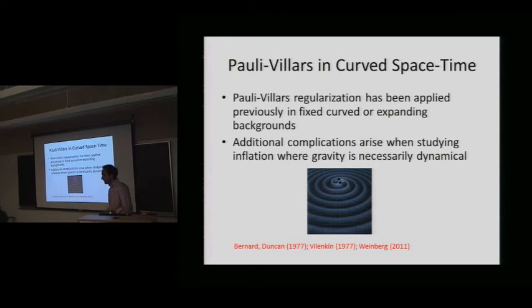I'm not the first to use Pauli-Villars regularization in gravity. Specifically, people have looked at applying Pauli-Villars regularization in fixed curved or expanding backgrounds. But there are some additional problems that arise when gravity is dynamical, and specifically in inflation, it's necessary that gravity is dynamical. The curvature perturbation zeta is a mixture of the metric fluctuation and whatever scalar field happens to be around during inflation. And so we need to work with a dynamical metric in order to really capture all of the physics that's going on during inflation.